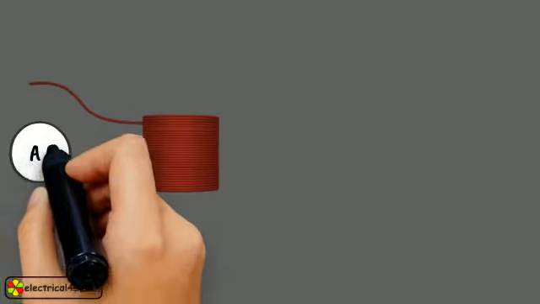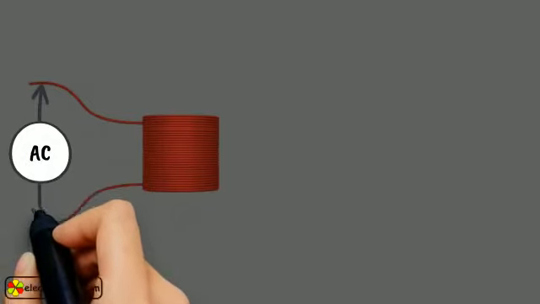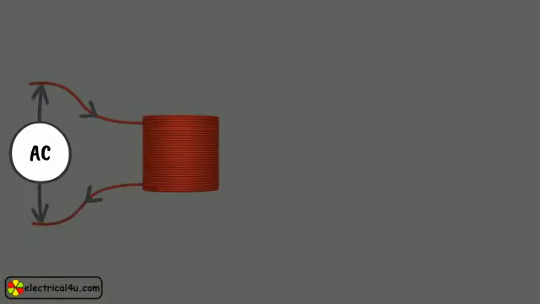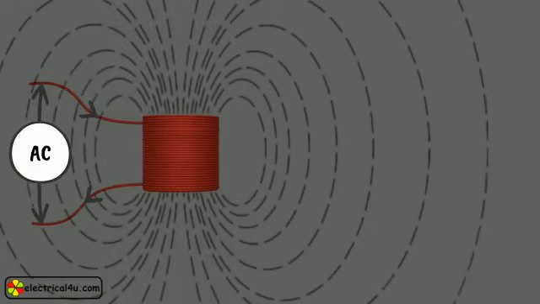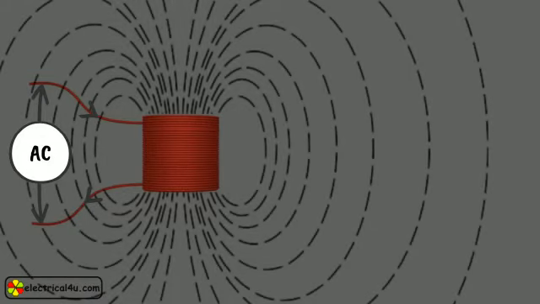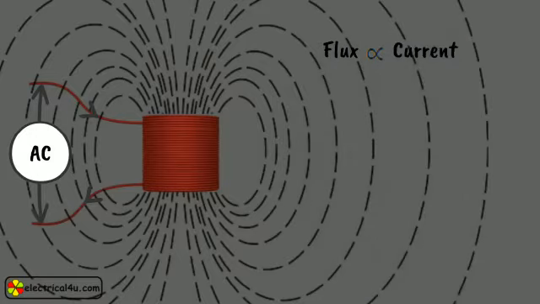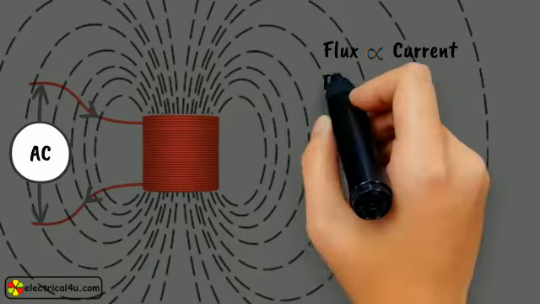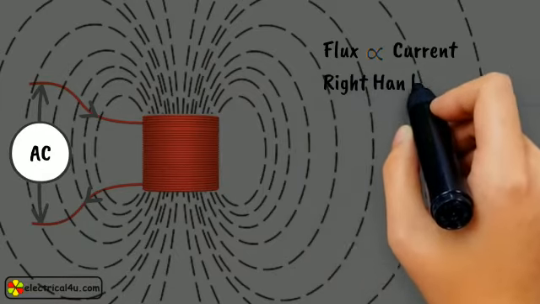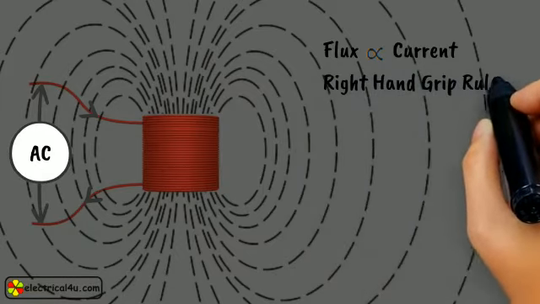When an alternating current is allowed to flow through any of the windings, there will be an alternating flux produced surrounding the winding. The magnitude of this flux is proportional to the magnitude of the current flowing through the winding. The direction of the flux is according to the direction of current. The direction can be found out by applying the right-hand grip rule.